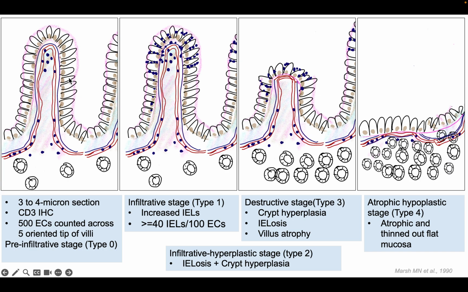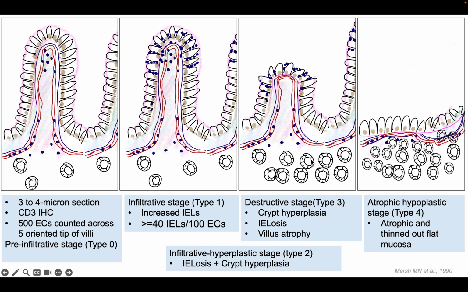The first stage is the pre-infiltrative stage, where everything is normal. What happens next is that the lymphocytes move upward, because these enterocytes have the gluten, and this gluten activated the immunity. Here you can see the intraepithelial lymphocytes, so many lymphocytes. If there are more than 40 intraepithelial lymphocytes per 100 enterocytes, it is called lymphocytosis, and this is the infiltrative stage, type 1. Then in type 2, the infiltrative plus hyperplastic stage, lymphocytosis is there, with increased intraepithelial lymphocytes, but the new feature is crypt hyperplasia.